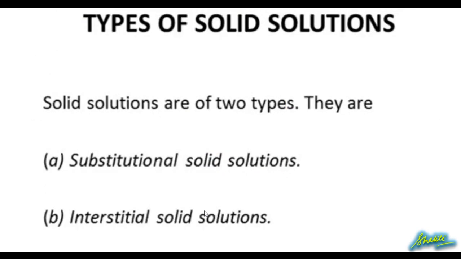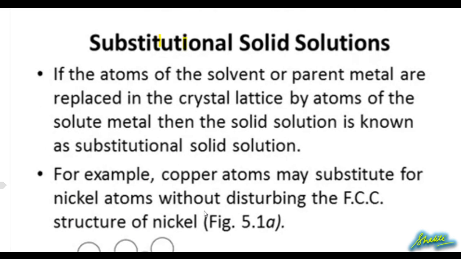Now, types of solid solutions, as we have studied earlier. Solid solutions are of two types: substitution solid solutions and interstitial solid solutions. So, substitution solid solutions: if the atoms of the solvent or parent metal are replaced in the crystal lattice by atoms of solute metal, then the solid solution is known as substitution solid solution.